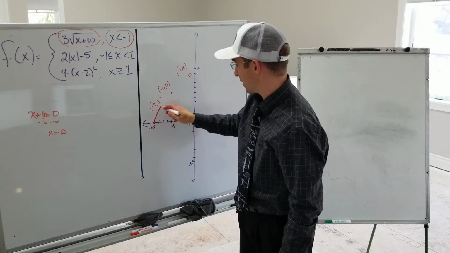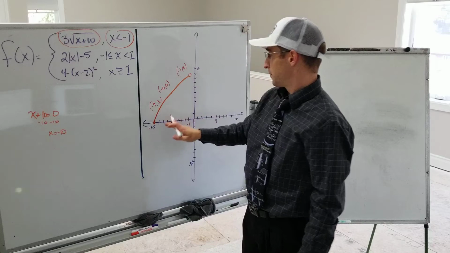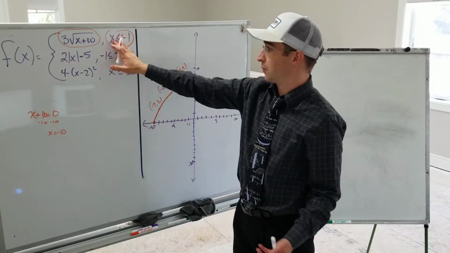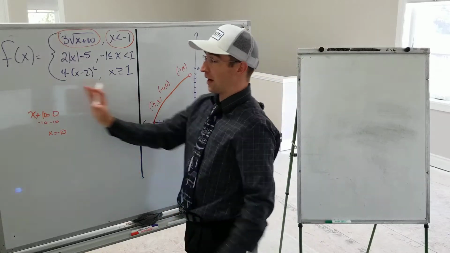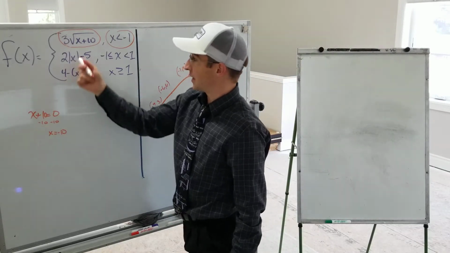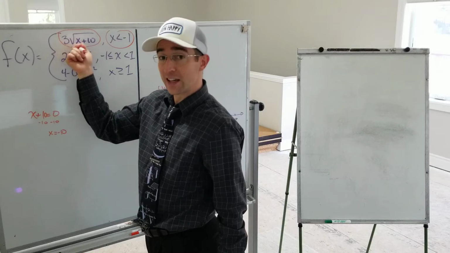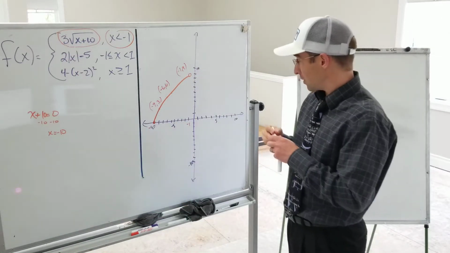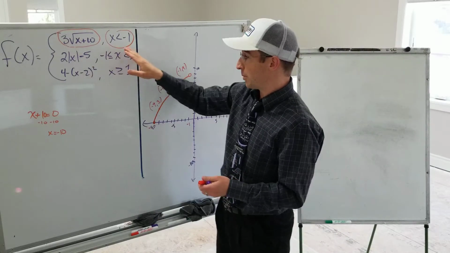So I'm going to sketch in my curve here. It's a stretched square root that stops at x equals -1. And we're not defined for any x's less than -10. So if I put anything less than -10 here, I'm going to get a non-real solution. I'm going to get an imaginary number. All right, so that is this part of the graph.